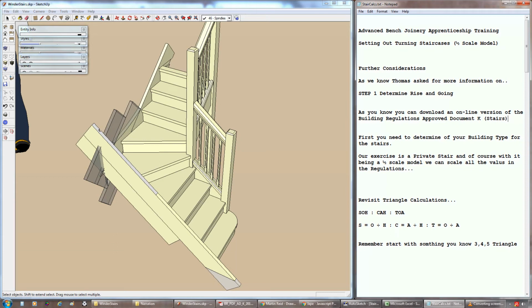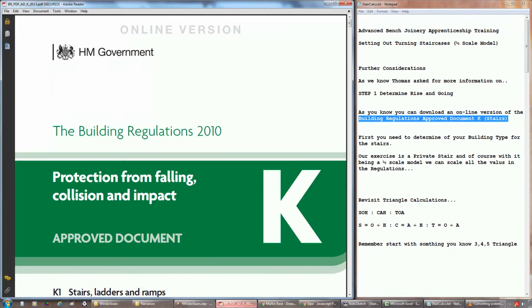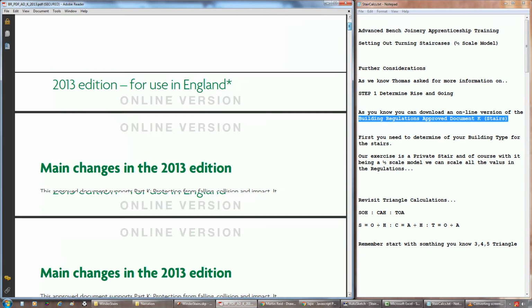This is video 2 of this 2-part advanced bench joinery setting out half-scale model kite winder staircase, looking particularly in more detail at step 1, determine the rise and the going.